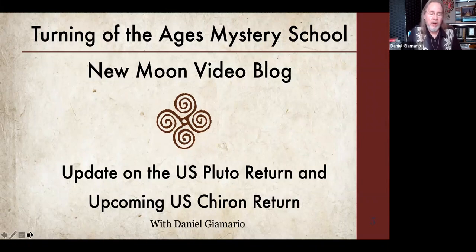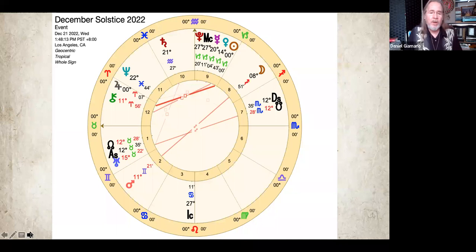Okay, so let's first look at the charts of the new moon and the solstice, because there is something quite interesting. I know this is slightly off topic, but it's going to give us a background on understanding this update on the US Pluto return and upcoming US Chiron return, which are our main subjects. So let's start off by looking at the solstice chart.